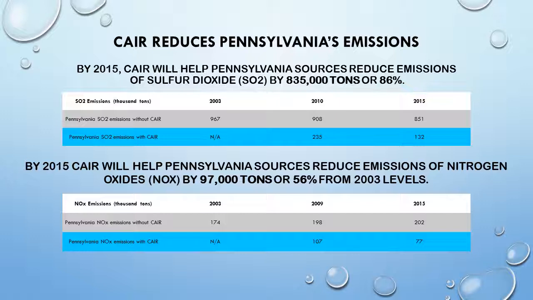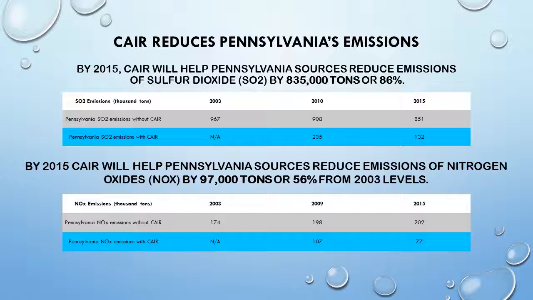The diagram on the slide in front of you provides data that documents the success. The top table indicates that sulfur dioxide emissions in Pennsylvania have been reduced by over 86%, or 835,000 tons. If you look at the data for the Pennsylvania SO2 emissions without CARE, they were projected to be 967,000 tons in the year 2003, up to 851,000 tons in 2015.